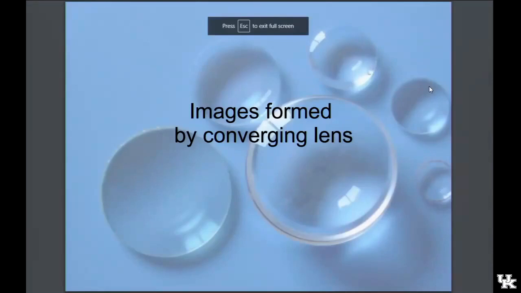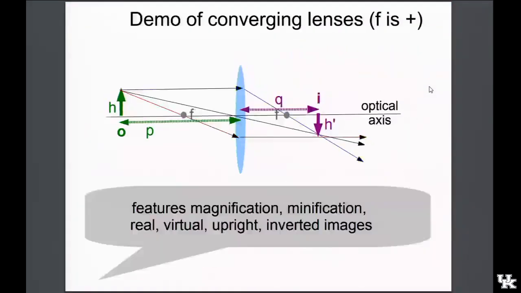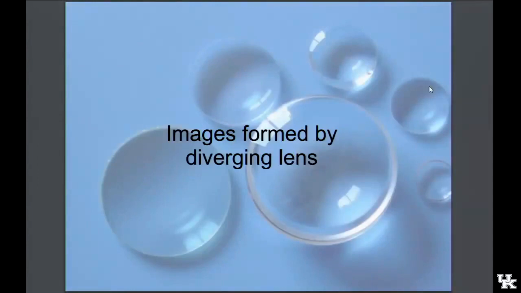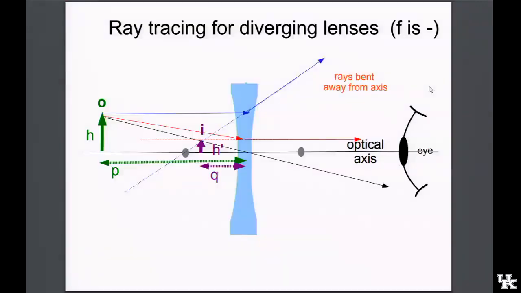Let's do the same thing for diverging lenses. Yeah, here we are. Same thing for diverging lenses. These are lenses that are going to bend the light rays away from the optical axis rather than towards the optical axis. So we're going to do exactly the same things. We're going to draw the rays, we're going to look at the equations, and we'll just look at a demonstration of a diverging lens. So here's the ray tracing.